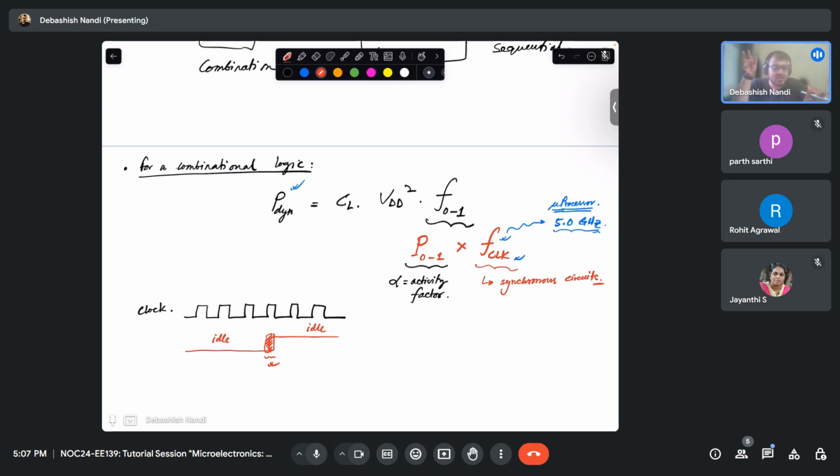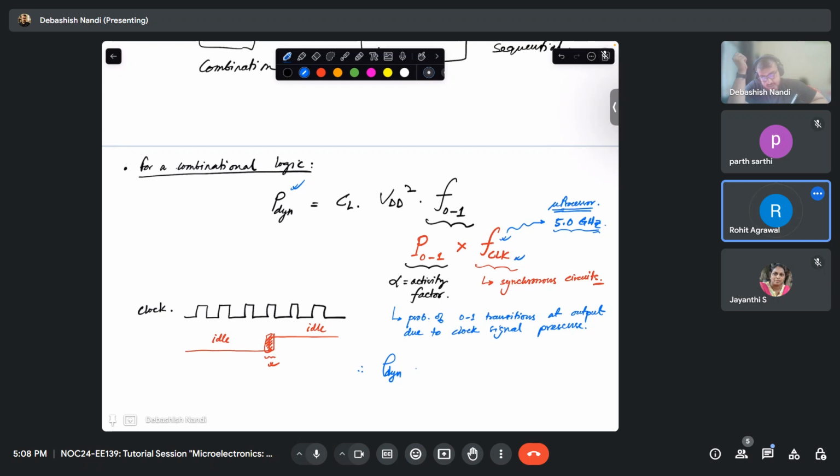So how do you deal with that? You define an activity factor. This activity factor tells you the probability of 0 to 1 transitions at the output due to clock signal presence. So your final P dynamic becomes what? CL VDD square F clock times alpha.